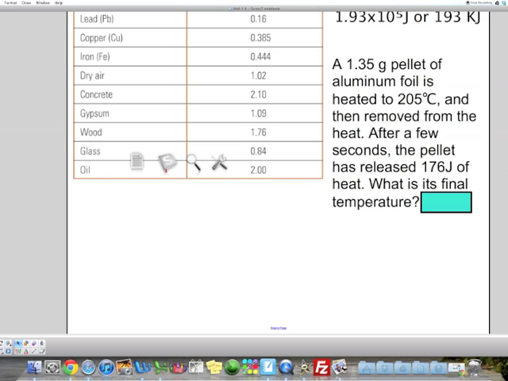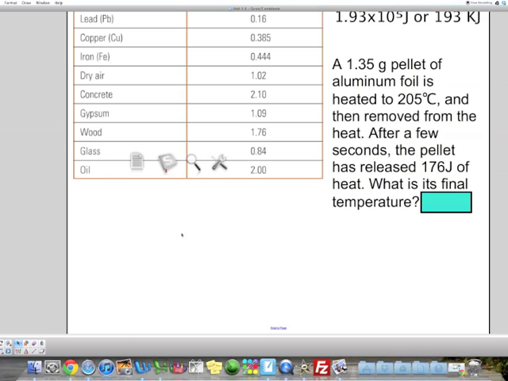So now you have to watch it. We're looking for the final temperature. So this here, the 205 degrees Celsius, is really the initial temperature. So they took the aluminum foil, they heated it up to 205 degrees Celsius, and then they let it cool off, and they wanted to know what the final temperature was going to be. So even if they heated it up, they really started with this temperature in the problem.